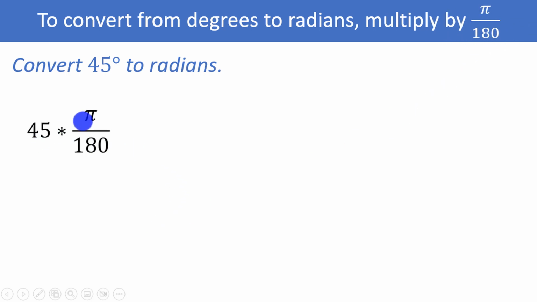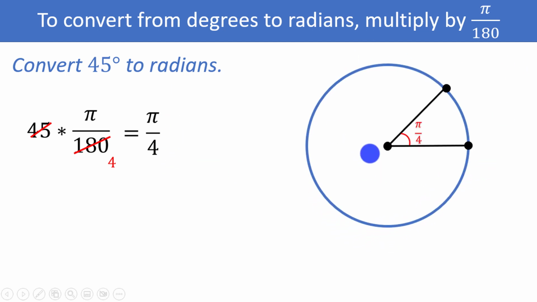So 45 multiplied by pi over 180. 45 over 180 can be reduced to 1 over 4. So we just have pi over 4. So 45 degrees is the same thing as pi over 4 radians. And this is the way that would look on the circle. So pi over 4, this is a 45-degree angle. From these 2 points, we have an angle of pi over 4.